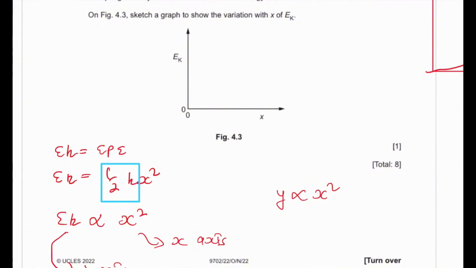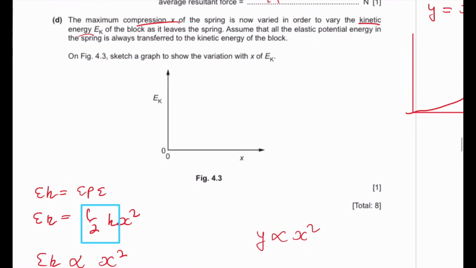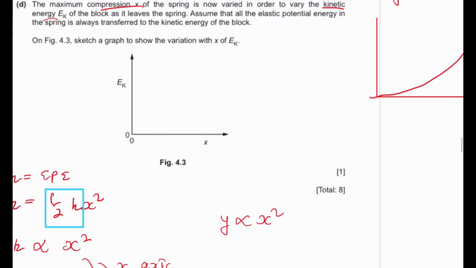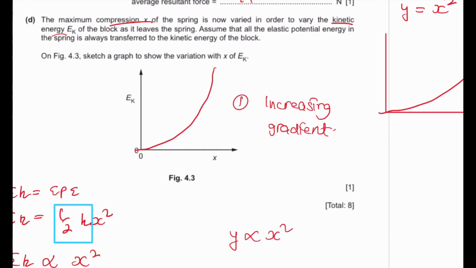Since y is proportional to x squared, you then draw a graph like that, right? That would be your correct graph. So basically something like that. So what are they looking for? They're basically looking for a line with increasing gradient. The gradient of this line is increasing at every different instant, because it keeps on getting steeper and steeper and steeper.